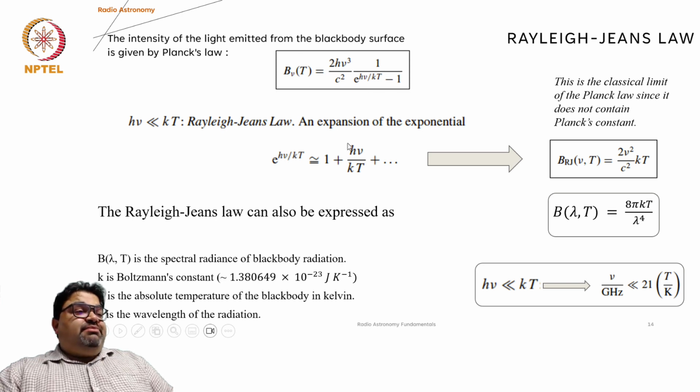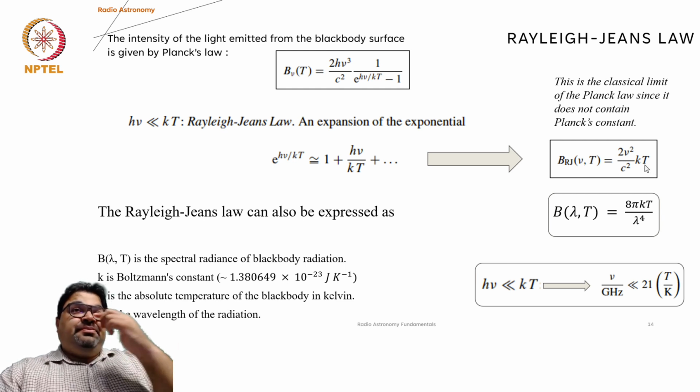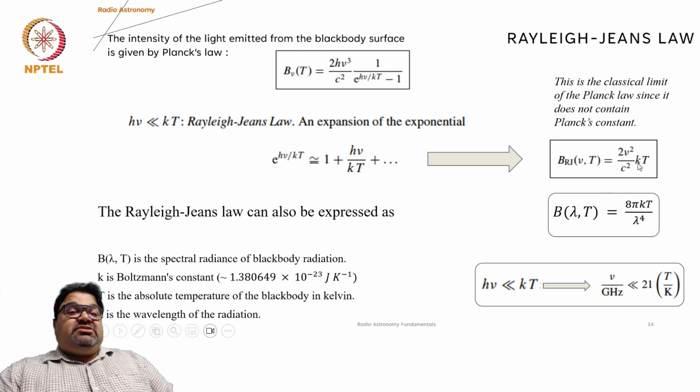If you put this in, you finally get the spectral radiance function under the RJ limit, the Rayleigh-Jeans limit, as 2 nu squared over c squared times kT. That's a very powerful derivation, because now you have a quantity, spectral radiance, which is almost like an intensity, that is proportional to just the temperature of the black body. And that slowly gives rise to something called the brightness temperature concept.